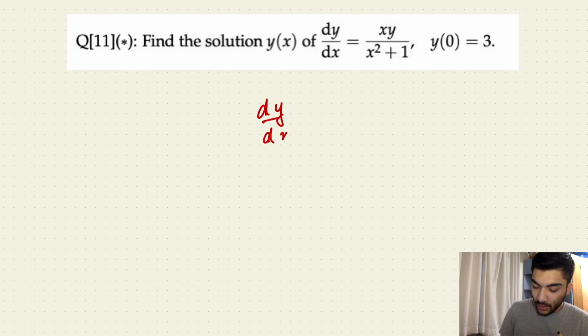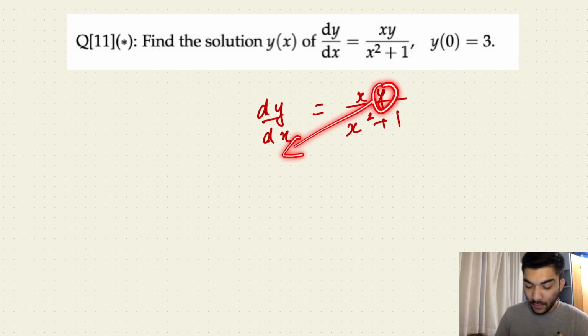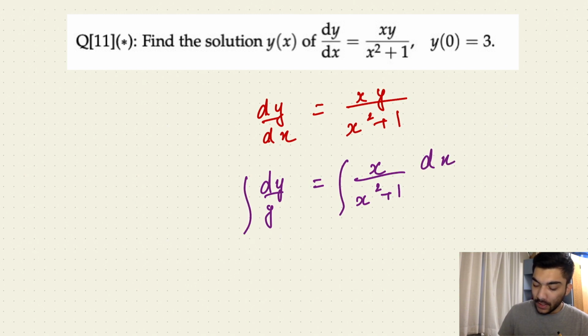We know that our dy by dx is xy upon x square plus 1. Based on the knowledge of the prior videos, we know that in order to solve these separable differential equations, we move the similar variables to one side. So we'll have all the variables in terms of x on the right hand side, and let's move all the variables of y on the left hand side. If we do that, we'll get dy over y equals x over x square plus 1 dx. And now we can basically integrate both sides.